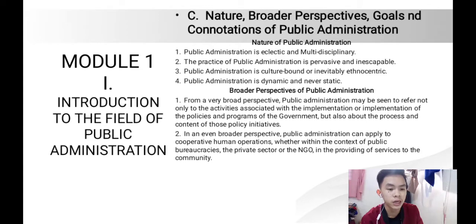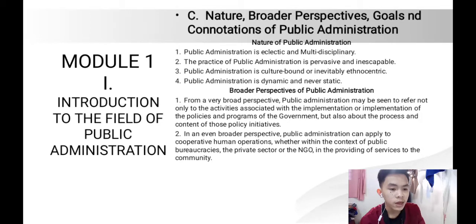Okay, so it is really fair. We also have this broader perspective of public administration, and it is divided into 2 subcategories. First, from a very broad perspective, public administration may be seen to refer not only to the activities associated with the implementation of the policies and programs of the government, but also to the process and content of those policy initiatives.